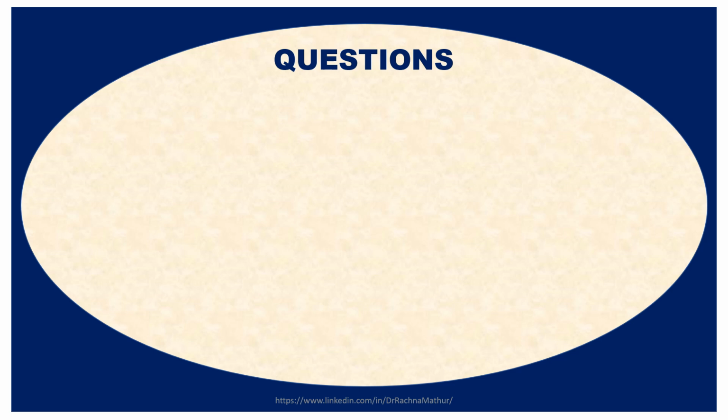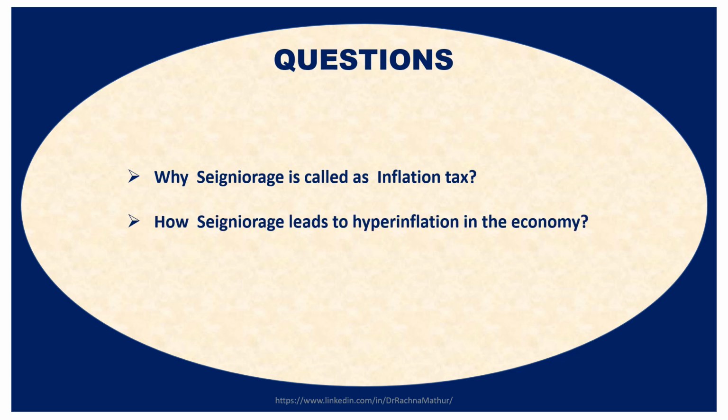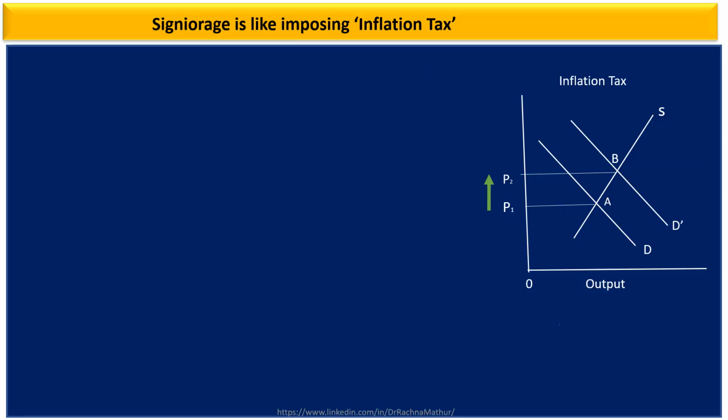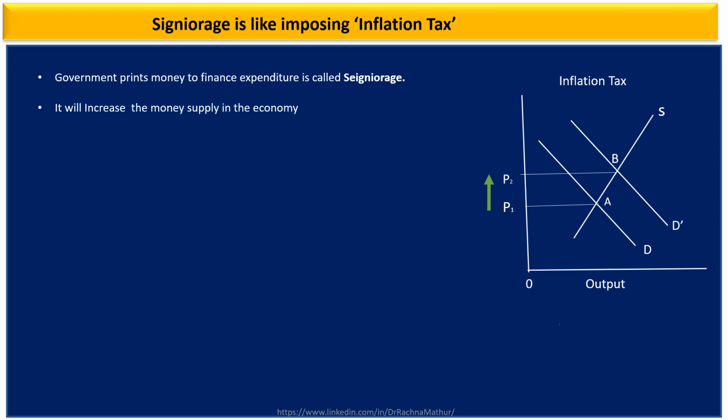Now, the question here is why seigniorage is called an inflation tax and how it leads to hyperinflation in the economy. Let us see how seigniorage is like imposing an inflation tax. In seigniorage, government prints money to finance its expenditure. This leads to an increase in money supply in the economy. As a result, the demand will increase at a given supply of goods and services. This results in inflation in the economy.